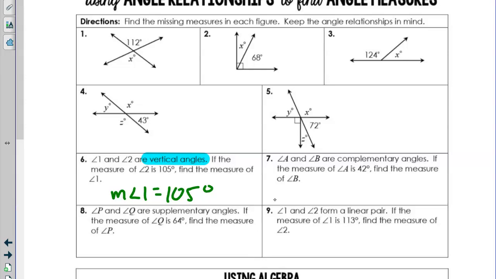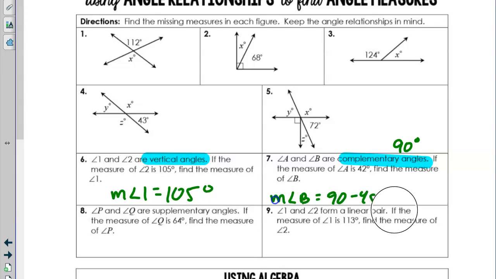Number 7. A and B are complementary angles. If the measure of angle A is 42 degrees, find the measure of angle B. So now what's our key vocab word? Complementary. What does complementary mean? It's right to give a complement. Good. So how am I going to figure out the measure of angle B now? Very good. 90 minus 42.